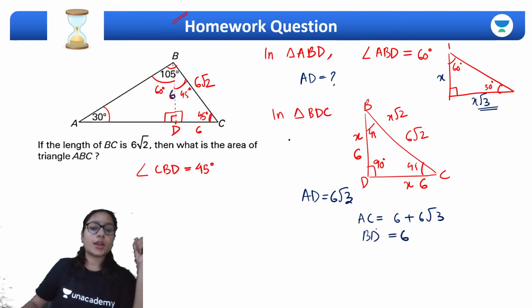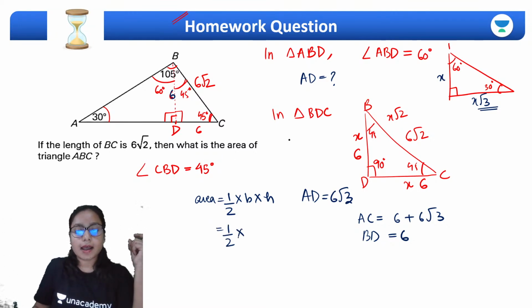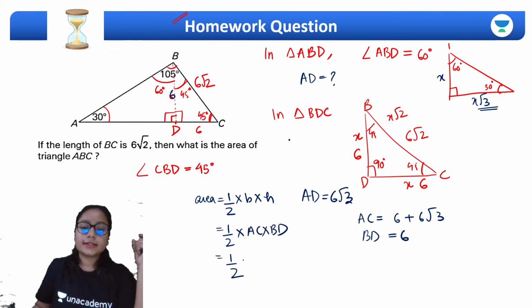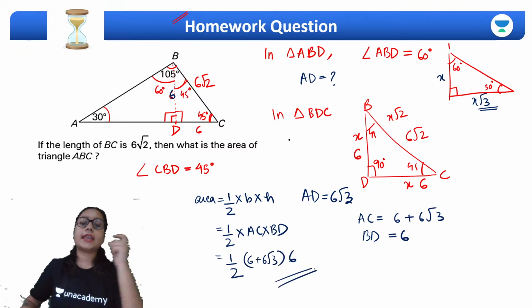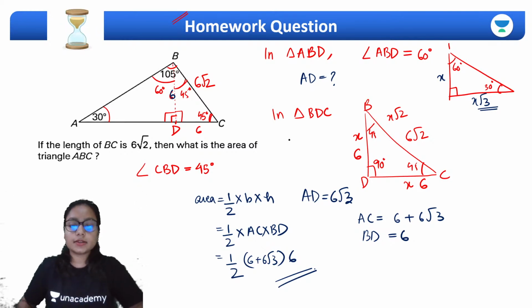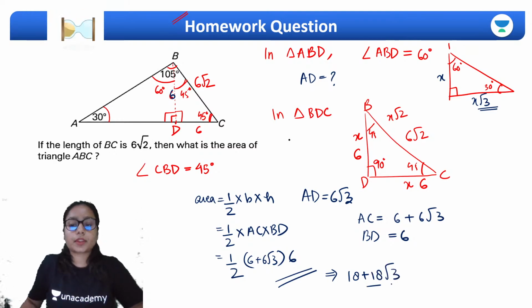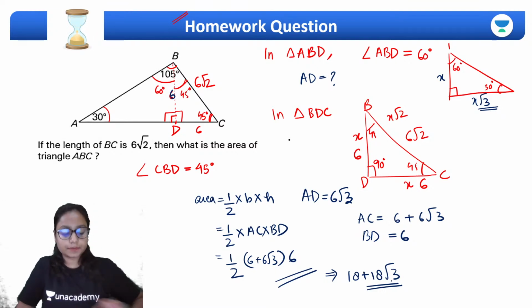So, what is the area of a triangle? Area is given by half base into height. What is the base of this triangle? AC. So, this is half AC into BD. What is AC? 6 plus 6 root 3. And what is BD? 6. So, this is the area of this triangle. Simplify it further, you get 18 plus 18 root 3. All of you please confirm if this question is clear.